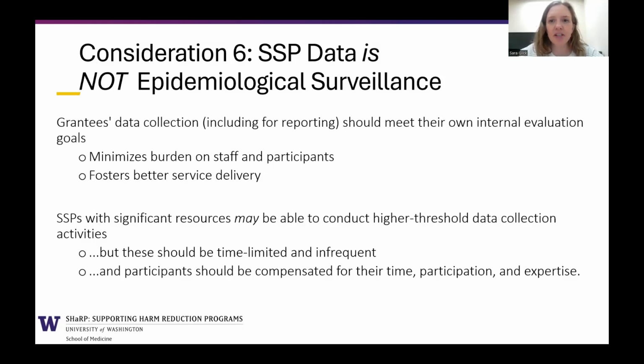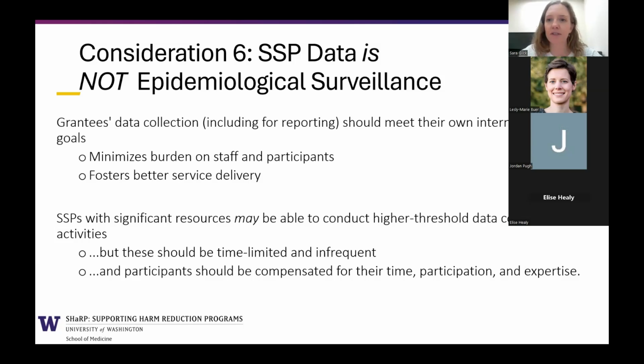The sixth consideration is to remember that SSP or harm reduction data is not epidemiological surveillance data. And I certainly understand that there is an underinvestment in epidemiological data around drug use and overdose, really on all levels, federal, state, local. And it can be difficult to make some really important assessments and decisions without that data. However, unless programs are specifically funded to be collecting surveillance data, which sometimes they are, SSPs should not be assumed to be the source of that data.